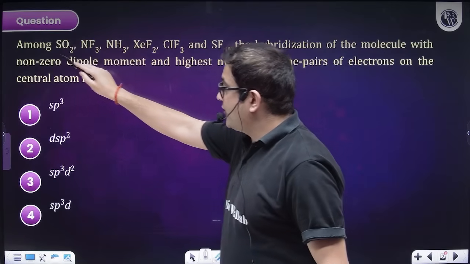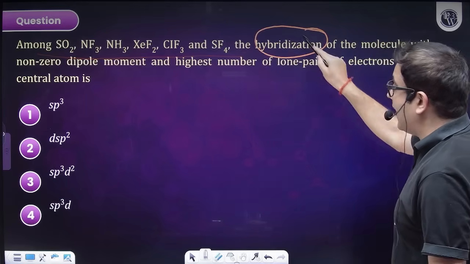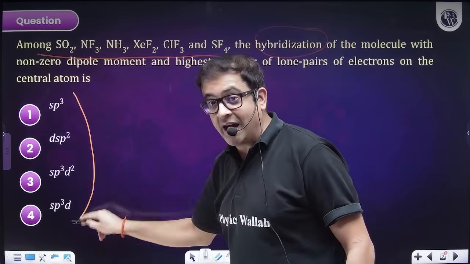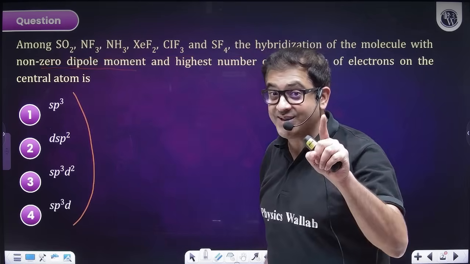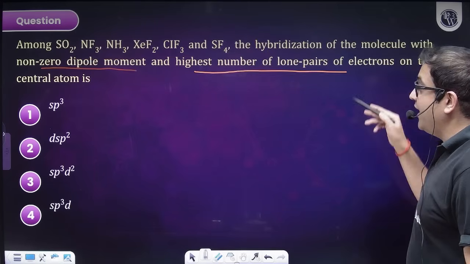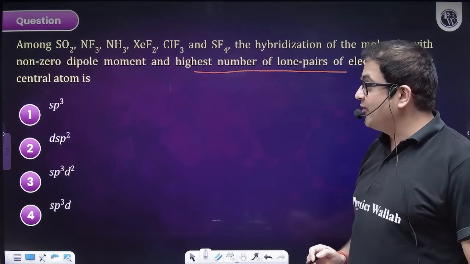So the first question says, out of the following molecules, first you have to give the hybridization. The options are the hybridization of that molecule, A, which is having non-zero dipole moment, B, it should have the highest number of lone pairs. Now let us work on those molecules.